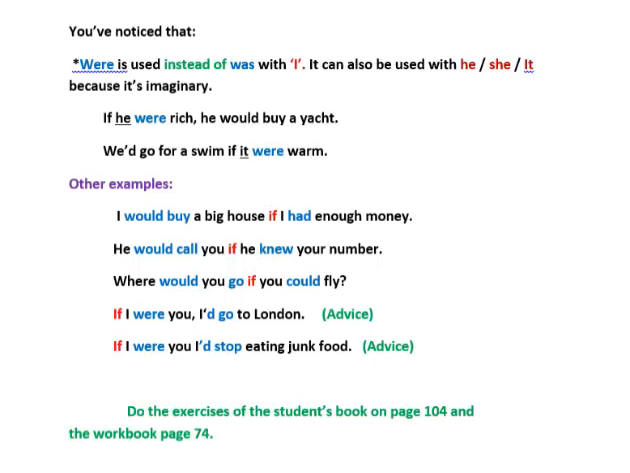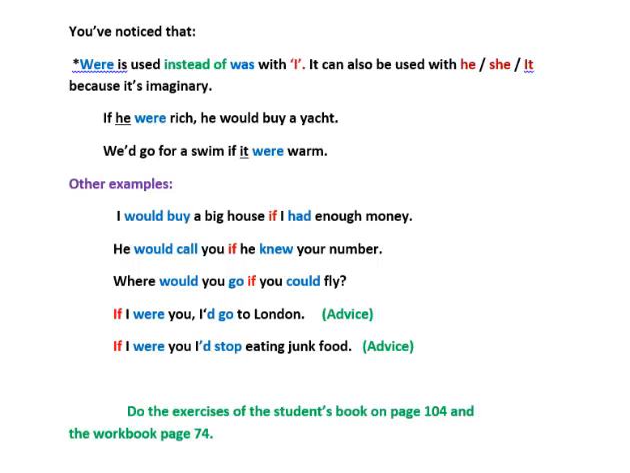Here are other examples. I would buy a big house if I had enough money. In reality, I don't have enough money to buy a big house. I just imagine. It's unreal. I say, if I had enough, I'd buy a big house. He would call you if he knew your number. He doesn't know your number, so he can't call you. We say, if he knew your number, he would call you. He would call you if he knew your number.